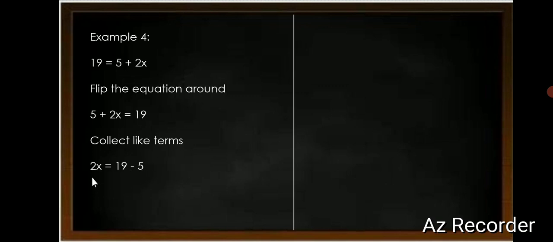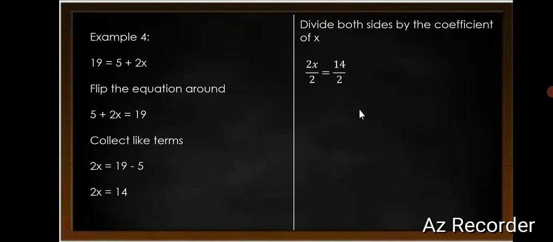Okay, so from this step, we'll go further by saying 2x equals 19 minus 5, which leaves us with 14. I believe you already know what to do at this step. It's to divide both sides by the coefficient of x, which is 2 in this case. So we'll divide both sides by the coefficient of x. That will leave us with 2 dividing 2, giving us x, and 2 dividing 14, leaving us with 7.